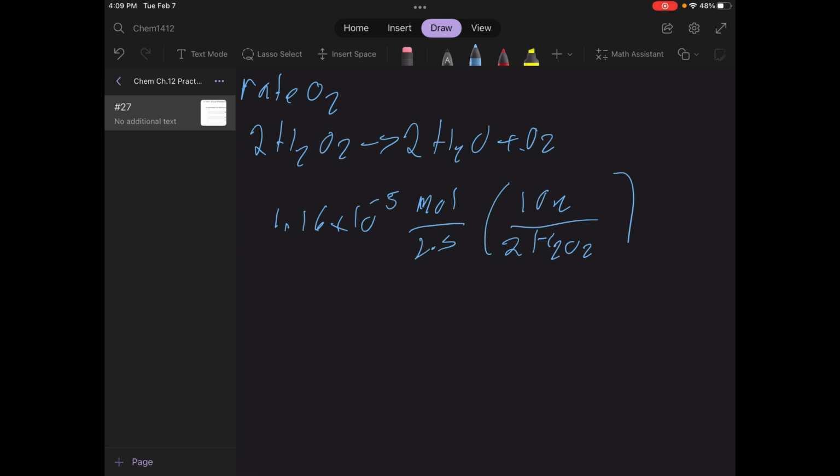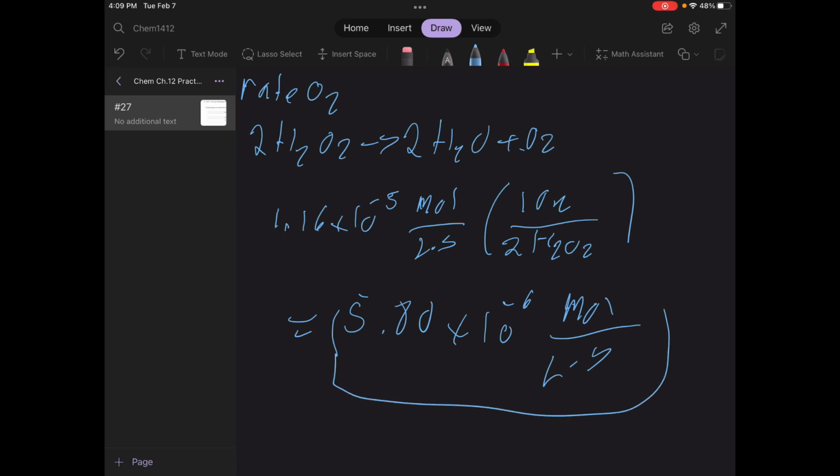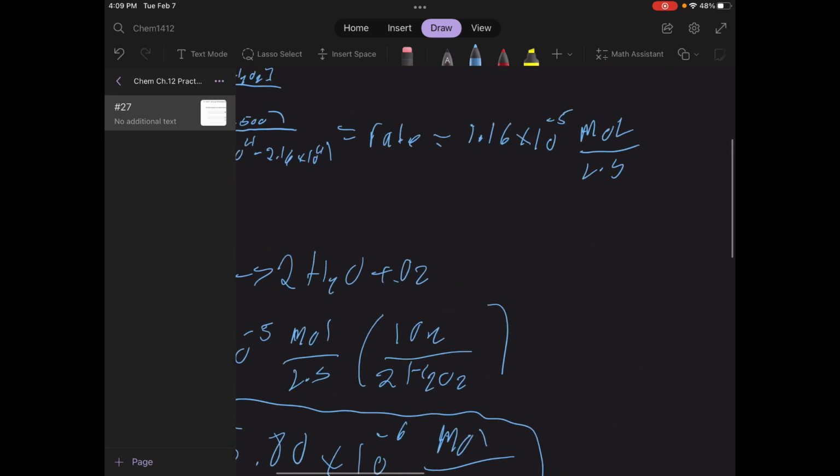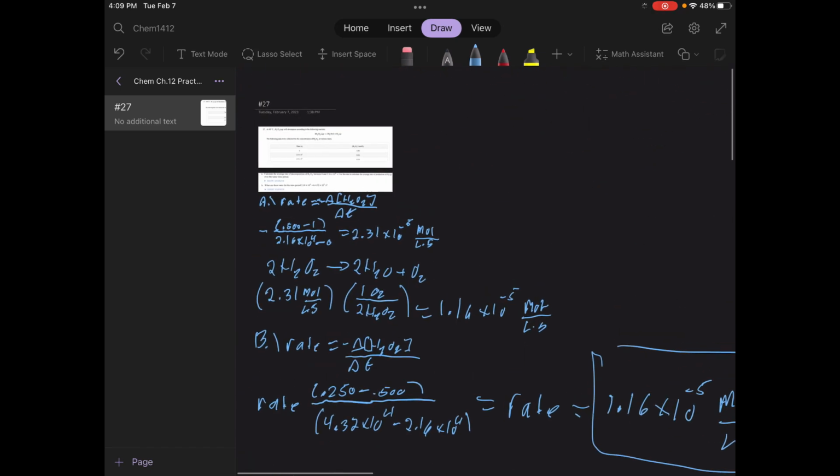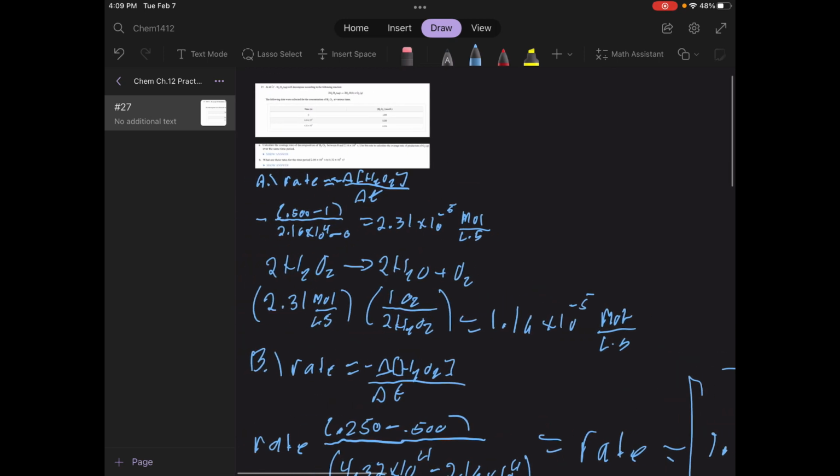1.16 times 10 to the negative fifth divided by 2 is equal to, smacking it in our calculator, we get 5.80 times 10 to the negative 6 mole per liter second. Okay, and that's it for all the answers. We know our rate for O2 and our rate for H2O2 for that time interval for part B. And also for part A, we got our answers up here, 2.31 and 1.16 for that time interval.